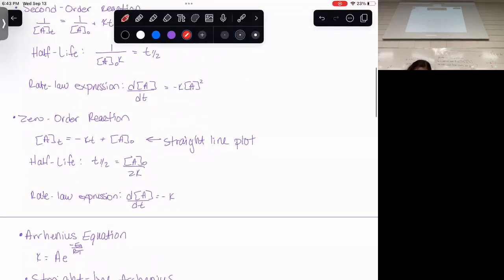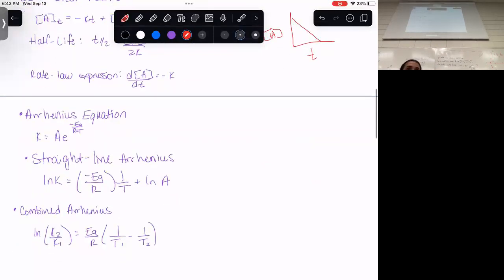And then 0 order reaction, your straight line plot is going to be that negative kt. It's just dependent on concentration. So this straight line would be A over t, and it would just look like this. And then your half-life is again dependent on that initial concentration, but you're just dividing it by how many half-lives have happened. And then your rate law expression is just here with no extra concentration involved.